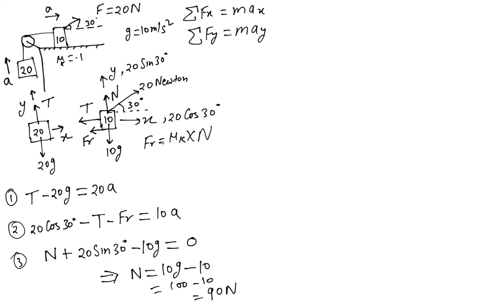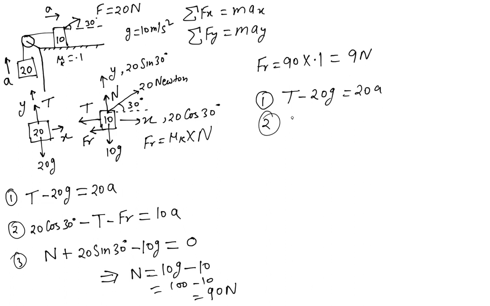So if this is 90 Newton, what is Fr? Well, we can certainly find Fr. Fr is going to be 90 multiplied by 0.1, and that gives us 9 Newton. Now we can use this Fr and put it in the second equation. So we are left with two equations, which are T minus 20g equals 20a, and the second one is 20 cos 30 degrees minus T minus 9 equals 10a.